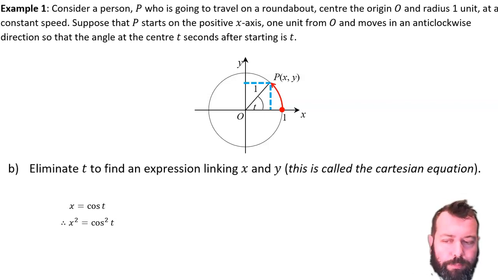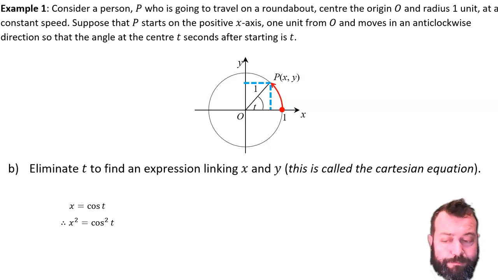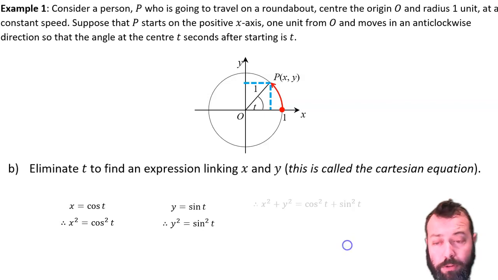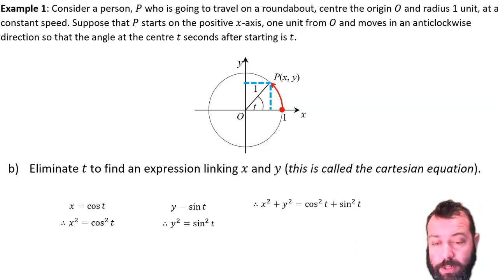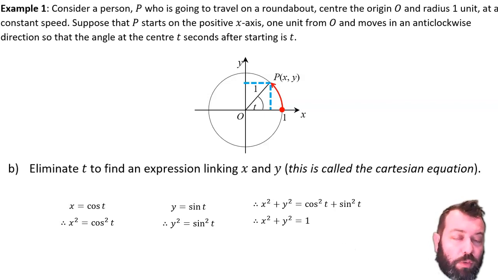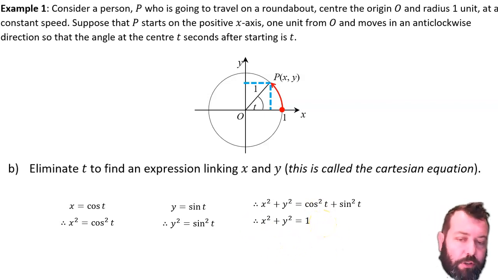Instead, what we're going to do, knowing that one is in terms of cos and the other is in terms of sine, we're going to use this Pythagorean identity, knowing that sine squared plus cos squared equals 1. So this means that x squared is cos squared t, and y squared is sine squared t. And if I add those two equations together, x squared plus y squared is cos squared t plus sine squared t, means that x squared plus y squared equals 1. The parameter has been eliminated from that, and I have a Cartesian equation, which is, of course, a circle with the centre at 0, 0, and a radius of 1.